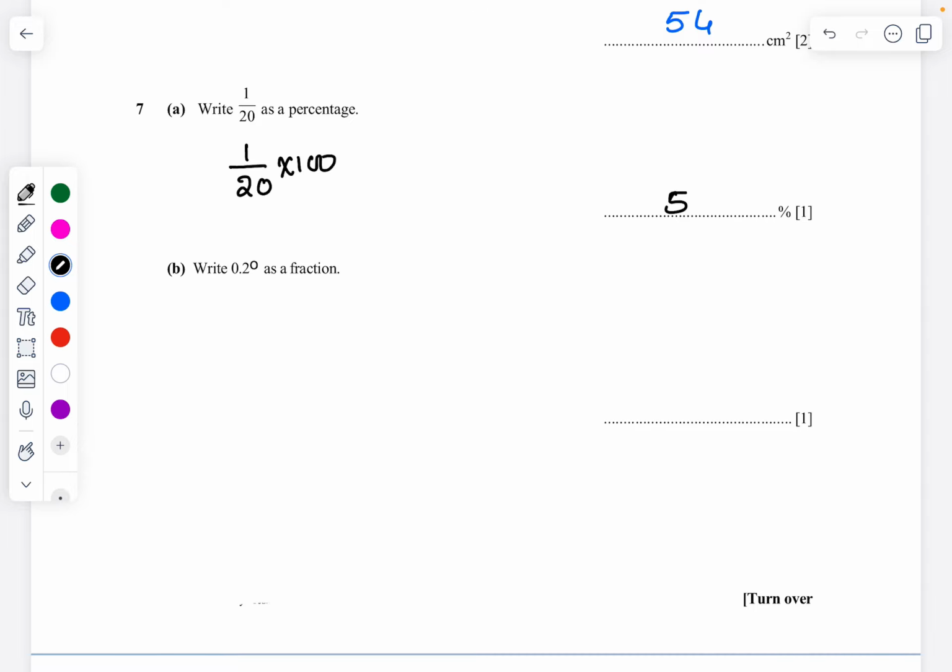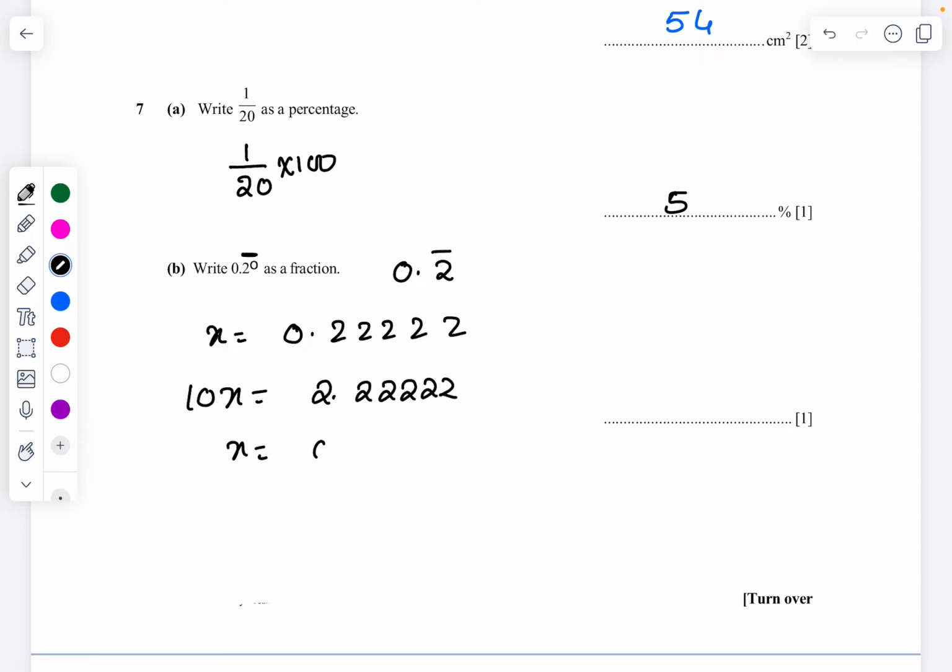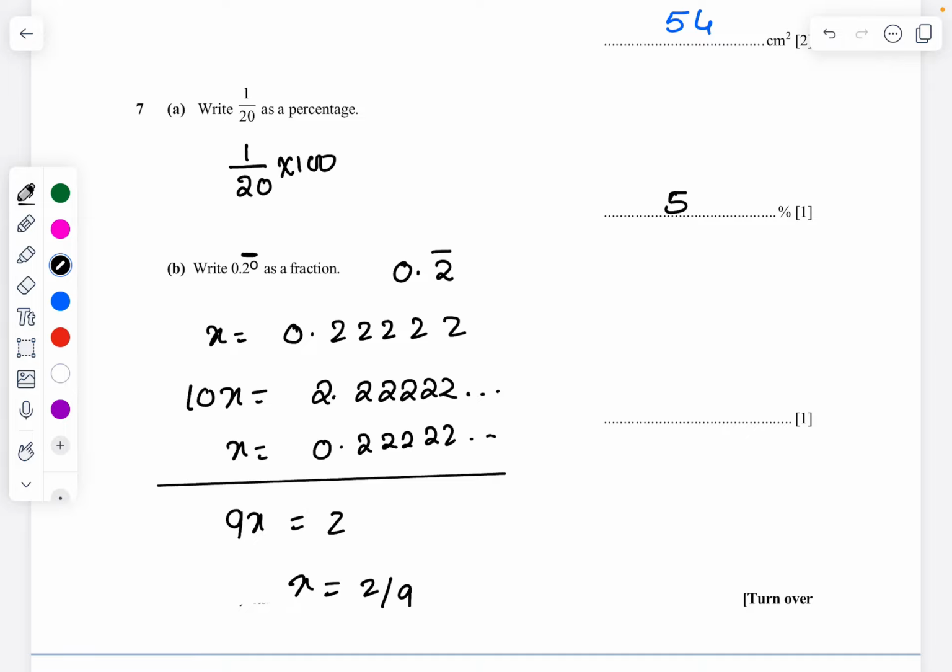0.2 recurring as a fraction. This is 0.2 recurring. So there was a printing error over here. 0.2 recurring as a fraction. So x equals 0.2222 and so on. So 10x equals 2.2222 and so on. Then again write x equals 0.2222 and so on. Subtract it out. What do I get? 9x equals 2. So x equals 2 upon 9.